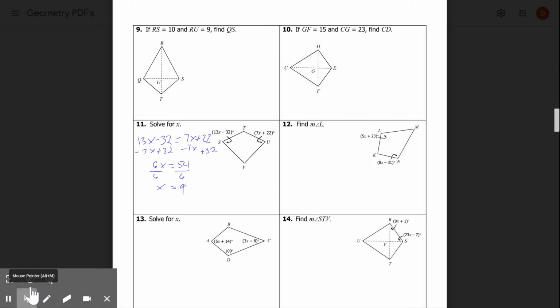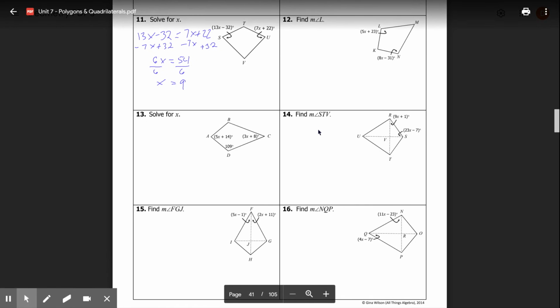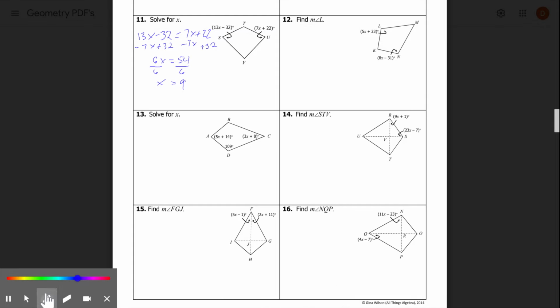Same thing here for 13. You're solving for x. Actually, I guess 13 is a little different because those two are not congruent angles, but we know this one is 109, so that means this one's 109. So we can take these, and all four of those are going to add up to 360 degrees.